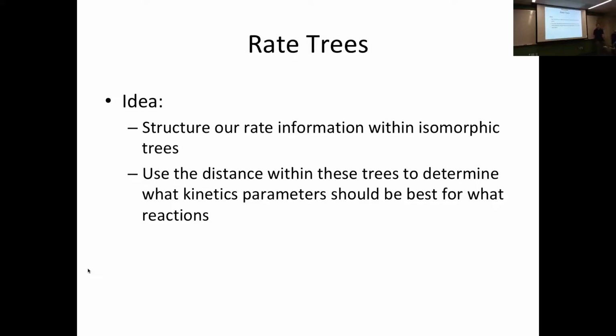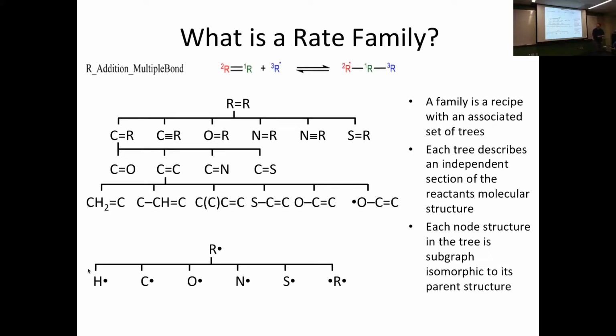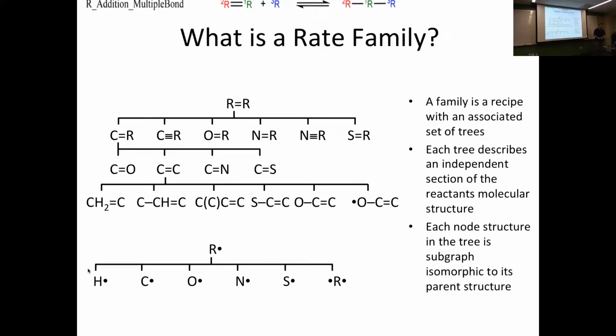Essentially, we have some overall formula for the reaction. So in this case, we have this double bonded structure with a radical adding to it, which gives us our addition multiple bonds reaction. And what we're saying here is that anything double bonded to some other thing, plus some other thing that's a radical, can do this reaction.